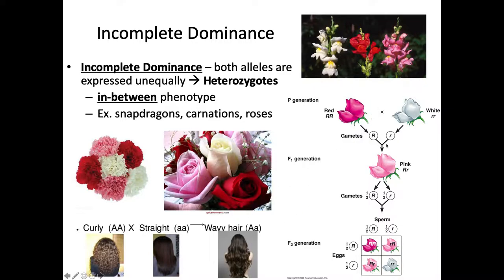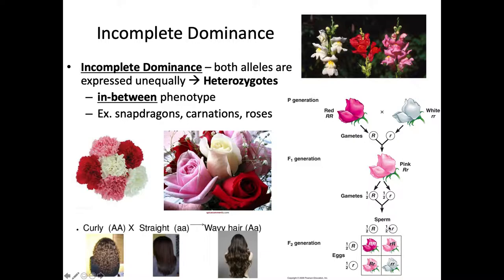So here in the snapdragon, we take a red homozygous dominant snapdragon flower, and then a white snapdragon, homozygous recessive. Okay, and then if you do the Punnett square, or you can already see how the Punnett square is going to look like, you get a hybrid. You get an in-between phenotype of the heterozygote, where some of the dominant allele expresses and some of the recessive allele expresses, to get a pink color. So that's your F1 generation.